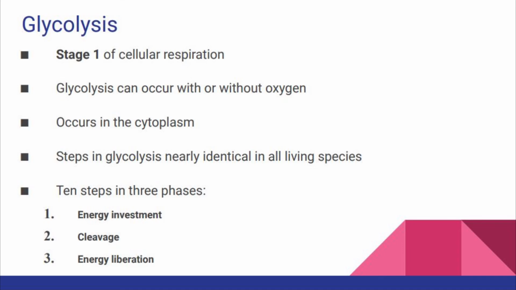That's super important because sometimes the only place your cell can get energy is from the energy produced during glycolysis. Okay. So glycolysis happens whether or not there's oxygen. It's happening in the cytoplasm. The steps in glycolysis are pretty much identical in all living species because this doesn't require mitochondria. There are 10 total steps. We're going to think about them as 3 conceptual phases: an energy investment phase, a cleavage phase, and an energy liberation phase.